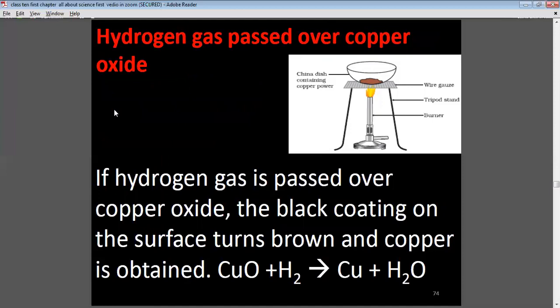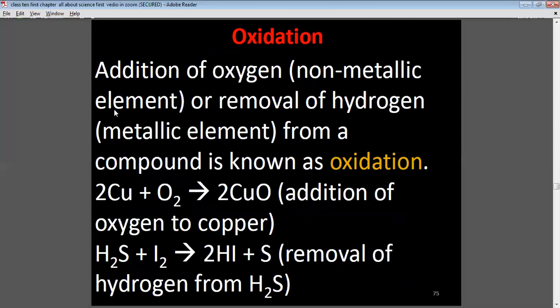Hydrogen gas is passed over copper oxide. Here there is a china dish containing copper powder. With the help of a burner, tripod stand and wire gauze, you put it and start the burner. The hydrogen gas is passed over copper oxide. The black coating on the surface turns brown and copper is obtained. CuO plus hydrogen gas forms Cu plus water.